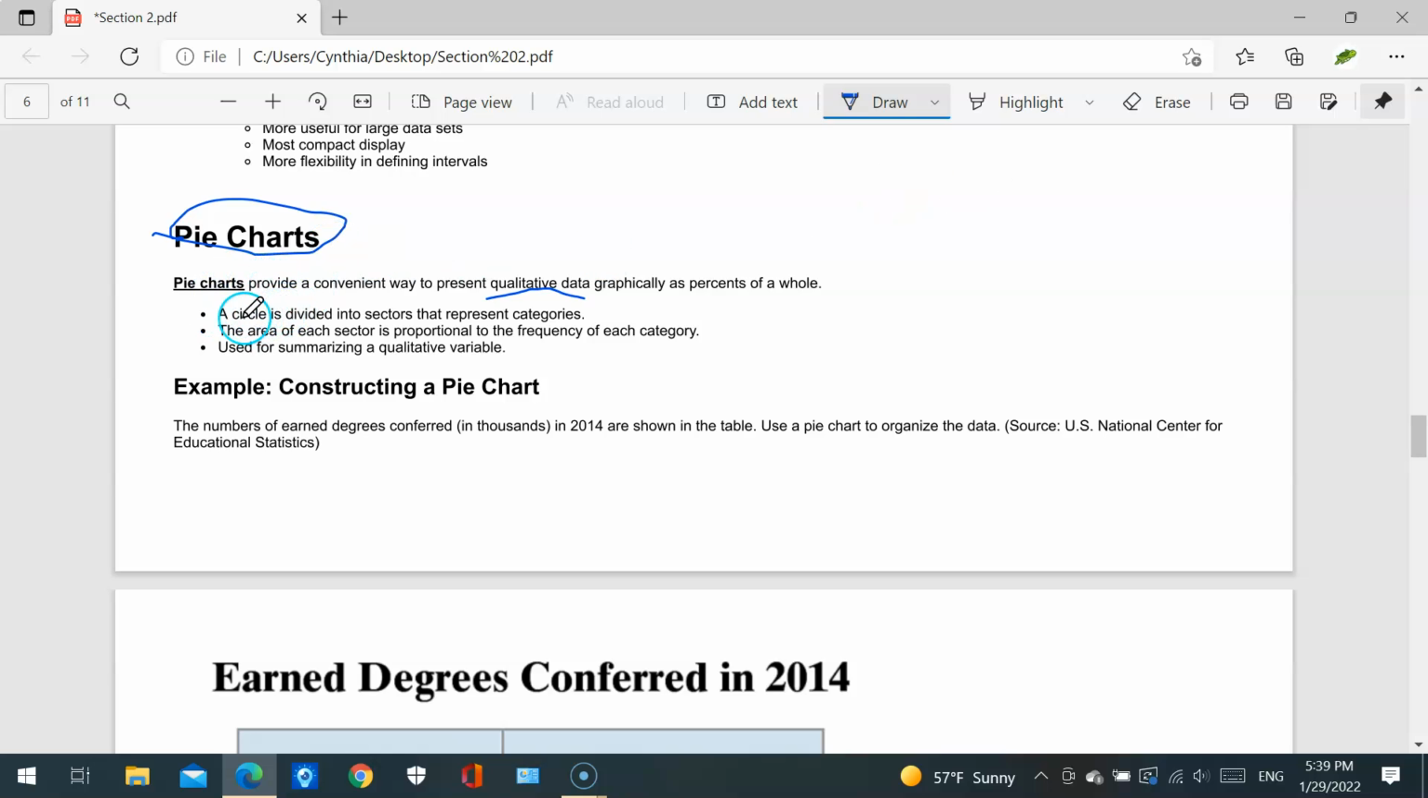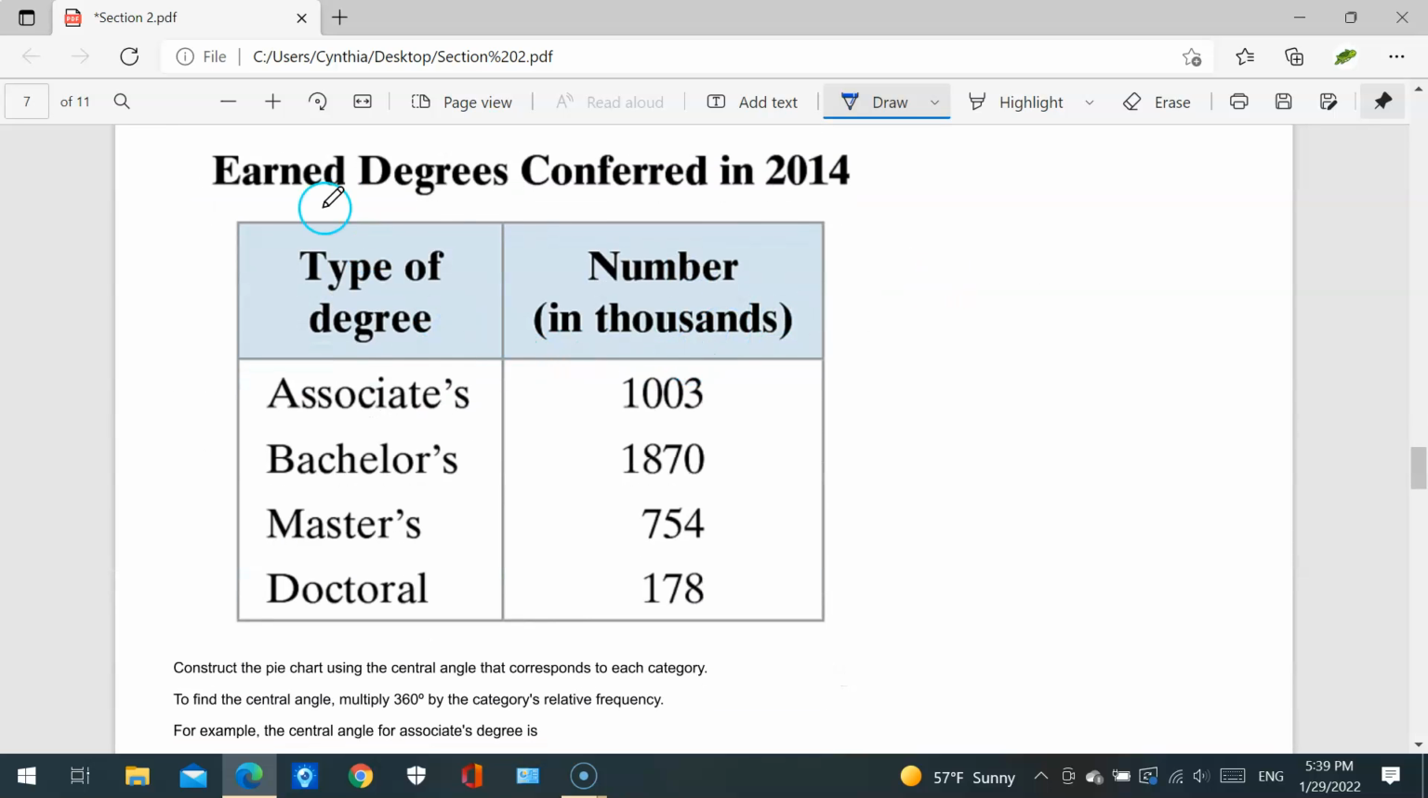So create a pie chart. A circle is divided into sectors that represent the categories. The area of each sector is a proportion of the frequency of each category, used for summarizing a qualitative variable. So we look at the example here.